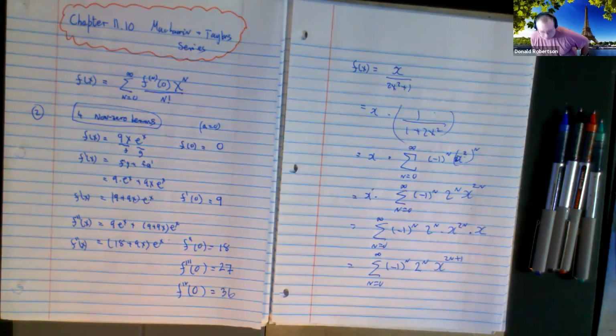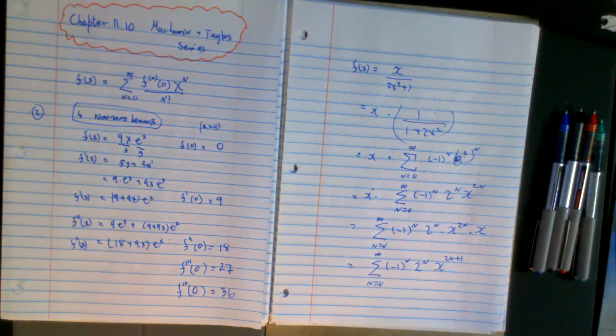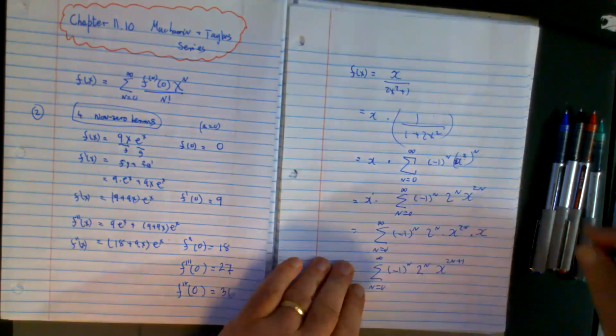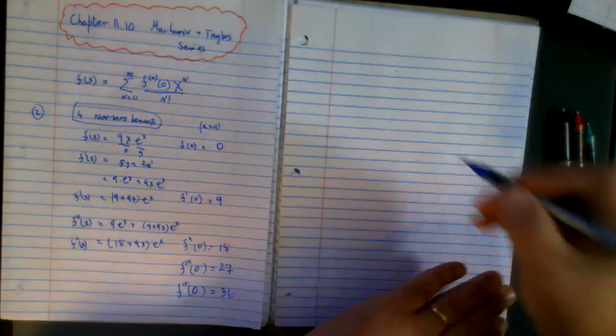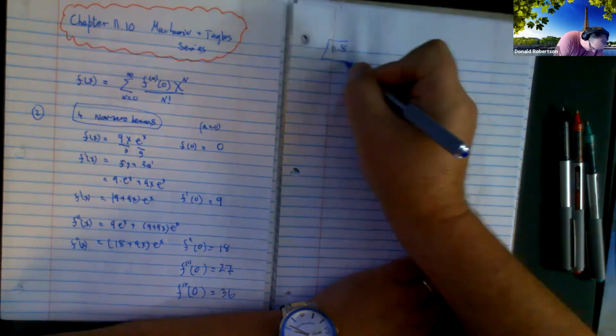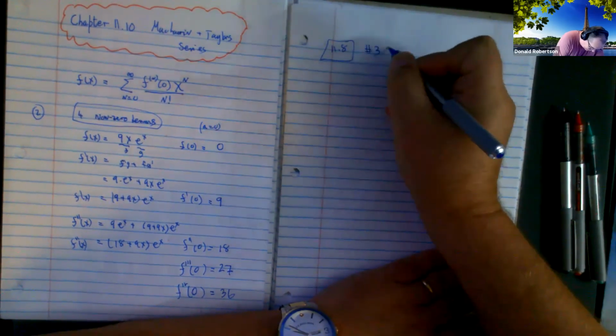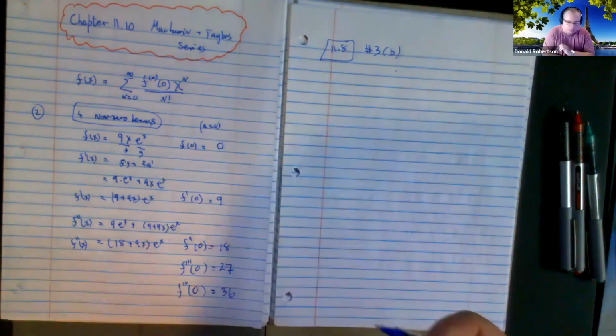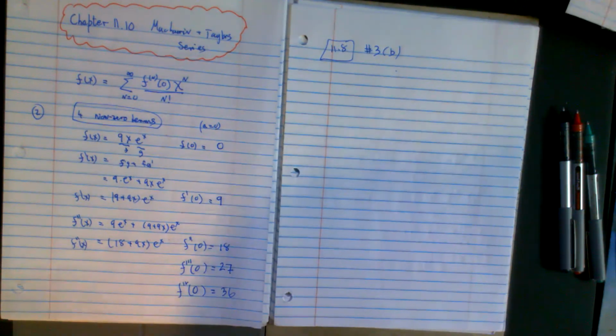Rosie, you have a question or a comment? Yeah, could we go over number 3 on 11.8 part B? Number 3, part B. Is it something you could read to me, or we'll have to go looking for it? I could read it to you.